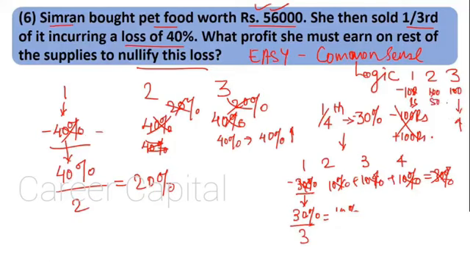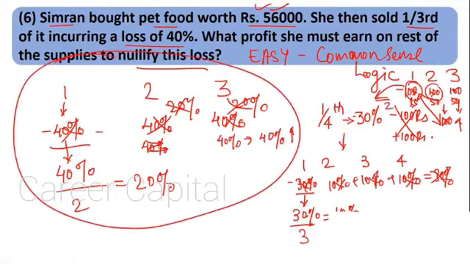So I should get 50 rupees over here, 50 rupees over here, which when added will give me 100 rupees profit, which gets nullified with this loss. How did we get 50? We simply took 100, which was the loss, and divided it by the two parts. So 100 by 2 is 50. Same thing we did over here. Okay, moving to question number 7.